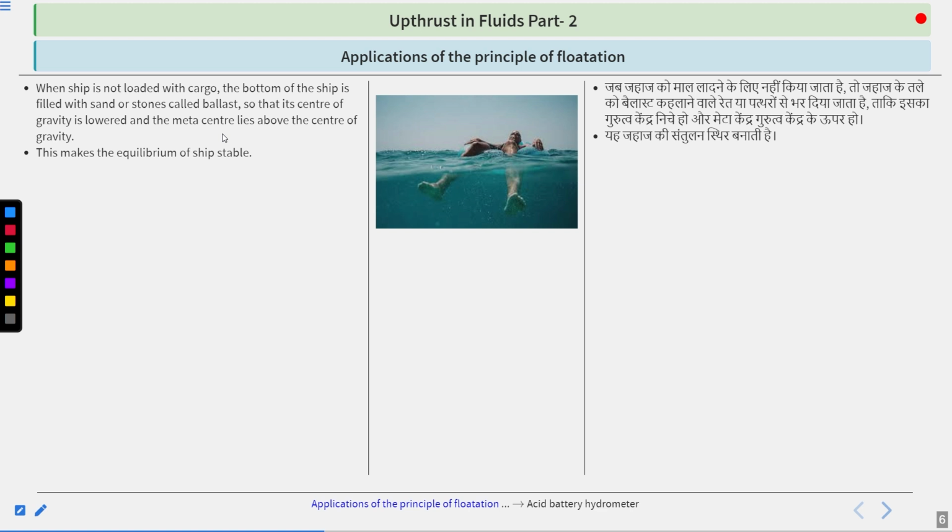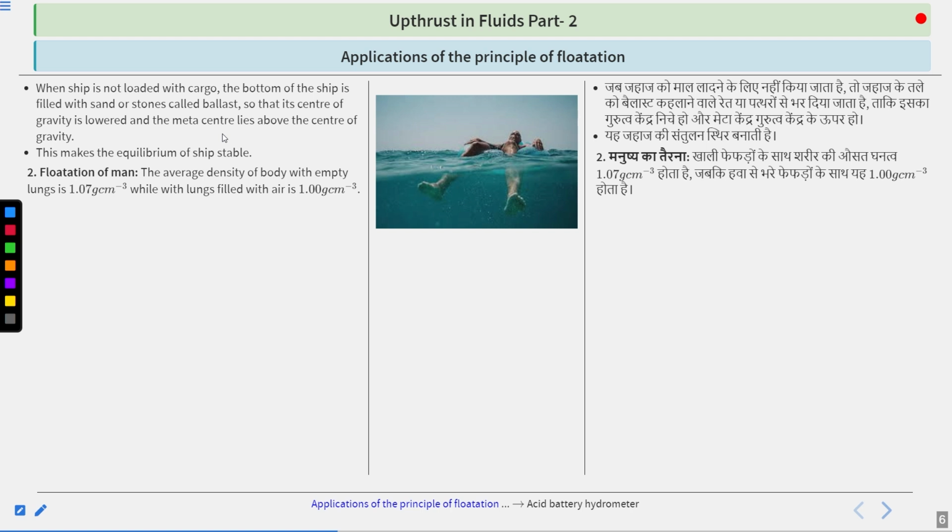This makes the equilibrium of the ship stable, which we call stable equilibrium. If you remember, in the previous lecture we discussed that there are three types of equilibrium: stable, unstable and neutral. For stable equilibrium we require the metacenter to lie above the center of gravity. For making the ship stable in equilibrium, we load it with cargo, and if cargo is not there, we load it with stone or sand called ballast, so that the metacenter lies above the center of gravity, and this condition should be fulfilled.